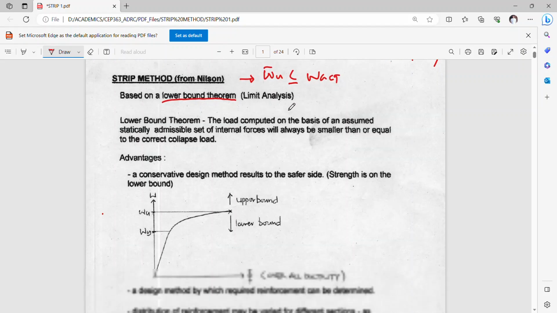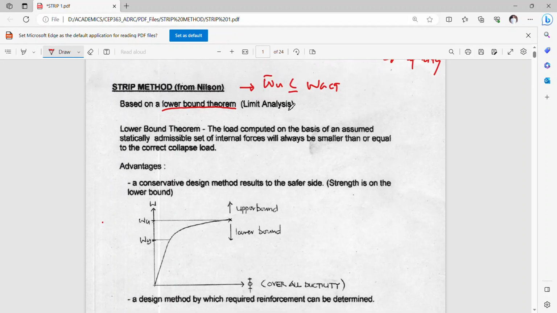So to define to you again the lower bound theorem, it simply states that the load computed from a statically admissible set of internal forces would always be smaller than or equal to the correct collapse load. Okay? We also have to take note that the strip method is a static method, which can be done using analytical and graphical solutions.